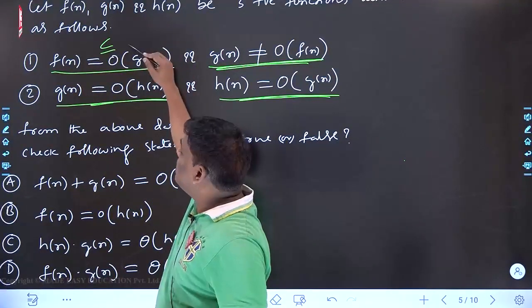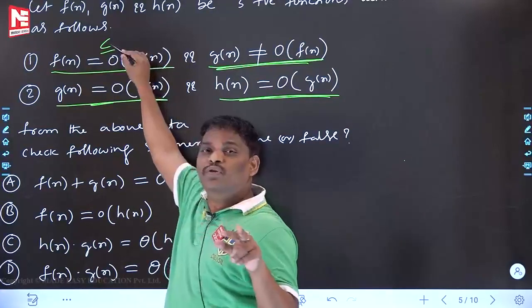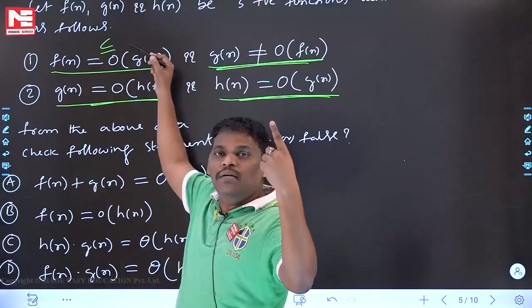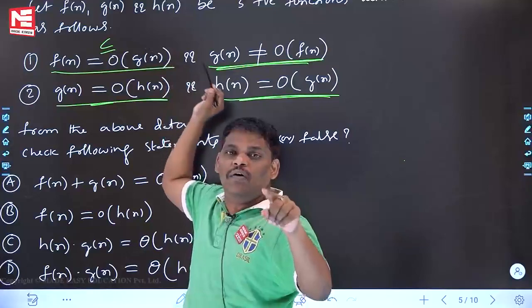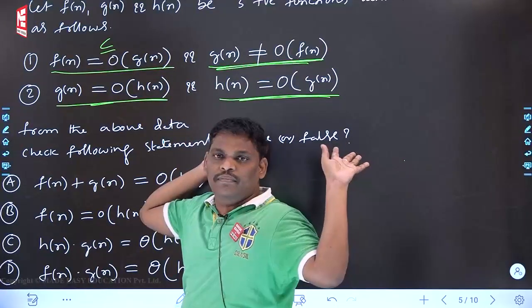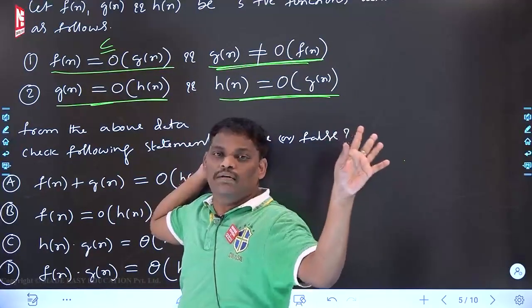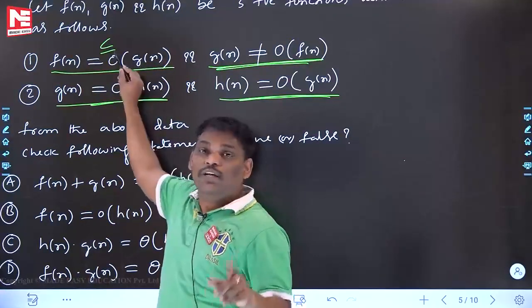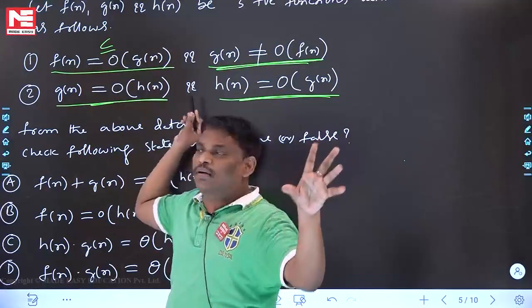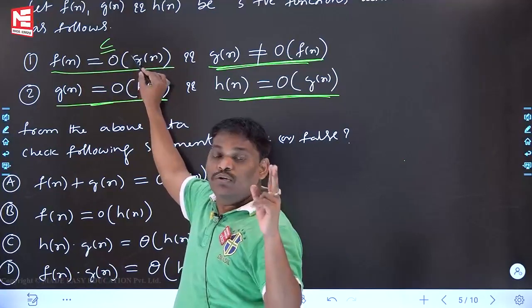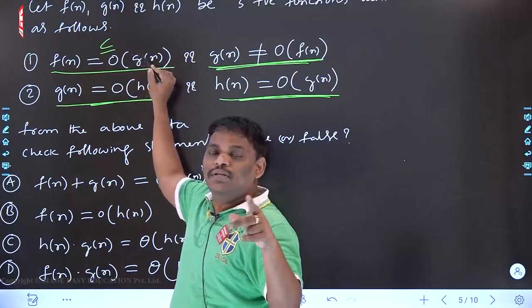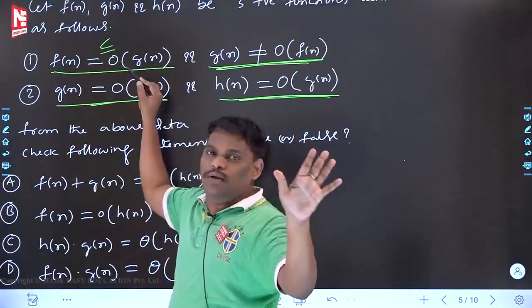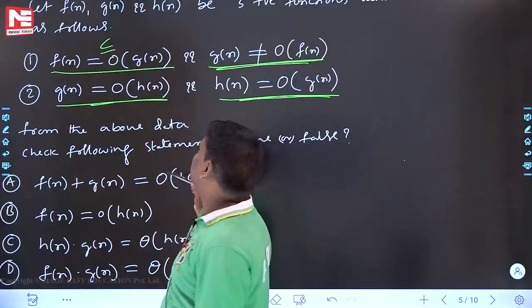G of n may be bigger or equal. What is the confusion you have? G of n may be bigger or may be equal. But one thing, f of n cannot be bigger. Right? From this, what can you conclude? Either g of n is bigger or equal. Only two cases arise. Fine. Let's see the interesting answer.